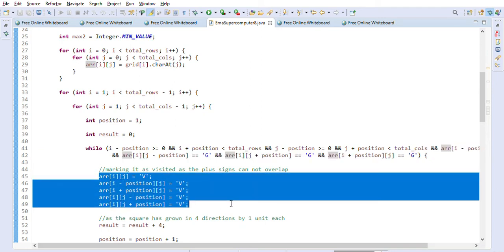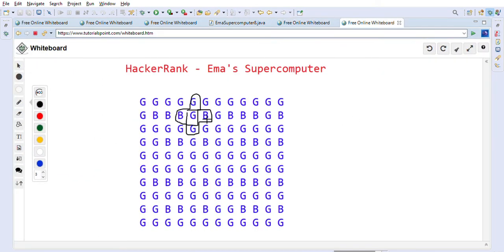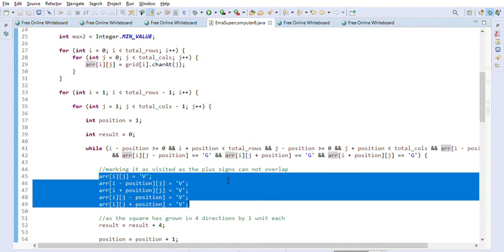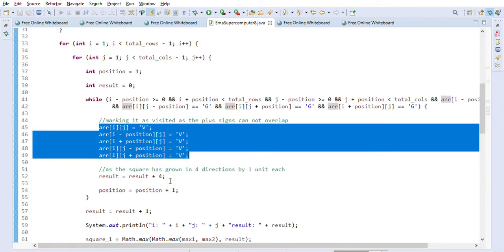If it is possible, we will come here and mark all those cells as visited. Let me show you one correct example. This is our correct example. Let's say this is G. We know now that expansion is possible, so we have to change this G to V. We are making them V because expansion is possible. This is what we are doing here. And why are we making them V? Because we want to avoid the overlap.